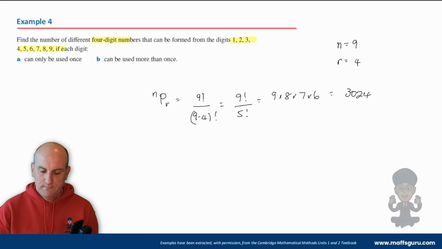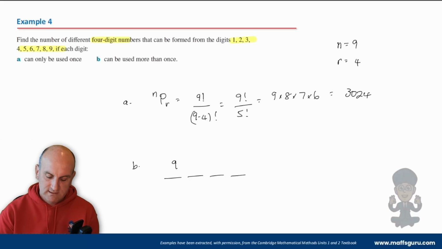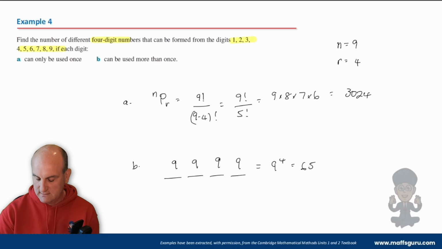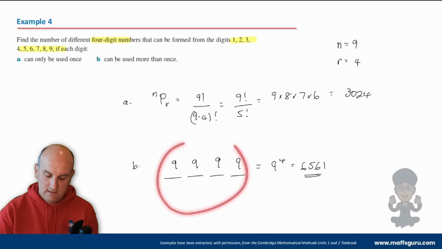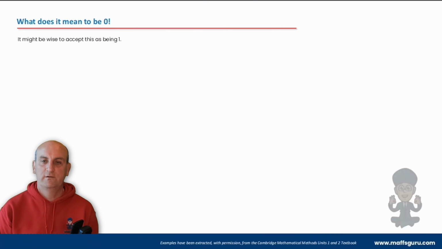Right, what about if the numbers can be used more than once? Now, in that situation, it's got nothing to do with factorials, really. It's just down to common sense, because now if I've got 1, 2, 3, 4 digits, I've got 9 choices here. I've got the same 9 choices there, the same 9 choices there, and the same 9 choices there, which is 9 to the power of 4, which is 6,561. All right, so again, I love this box method. It makes it so much simpler to work out what's going on.